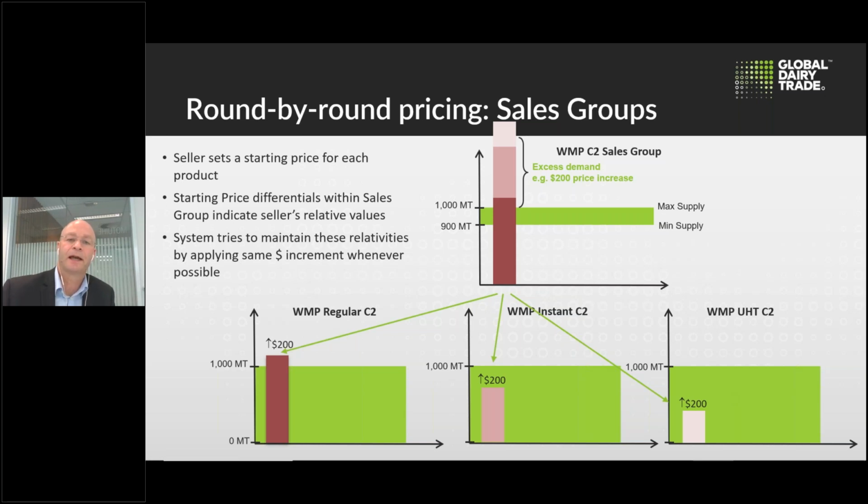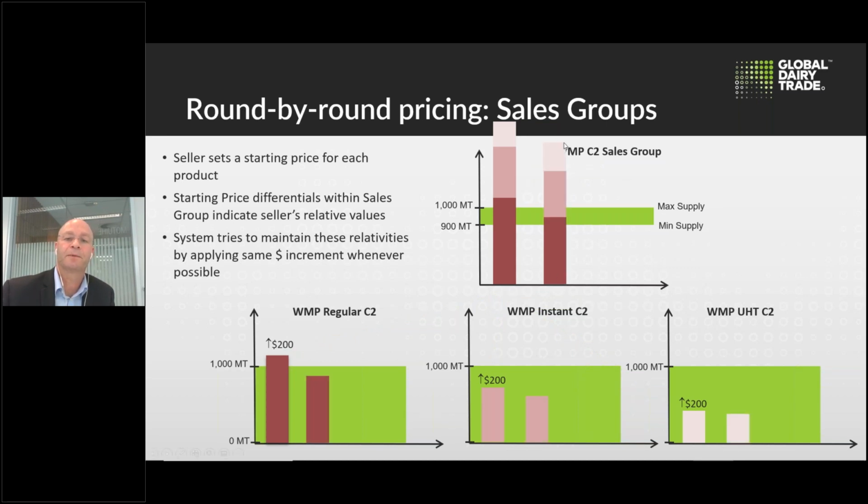And then in the next round again, new bids come in. Again, the total bids across the products are added up at the sales group level. There's excess demand. Now the price is going to go up by 100. And again, the individual products will go up by 100. So that occurs even though none of those individual products are actually oversubscribed. They're all within their subscribed region between 1,000 and 0.